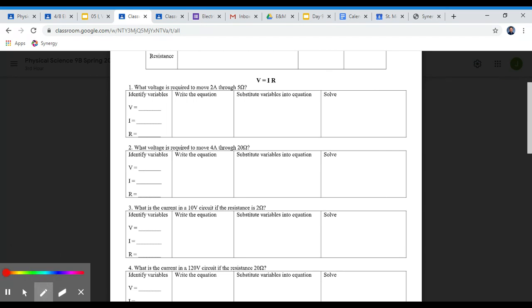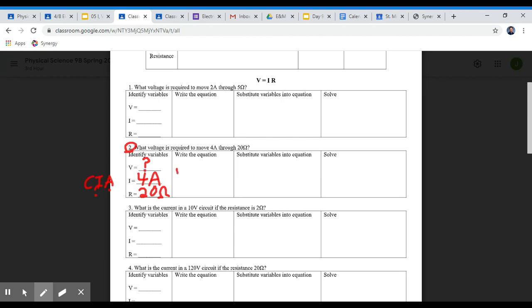All right, so let's take a look at number 2. Okay, what voltage is required to move 4A, remember A is amps, through 20 ohms? Okay, well, identify your variables. 4 amps, that's going to be my current. Remember, if you have a hard time remembering that, remember current is CIA. All right, so since we have 4 amps, we're going to plug that into I. Through 20 ohms, that is my resistance. All right, voltage is what I don't know.